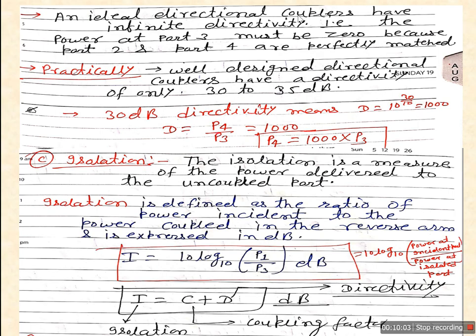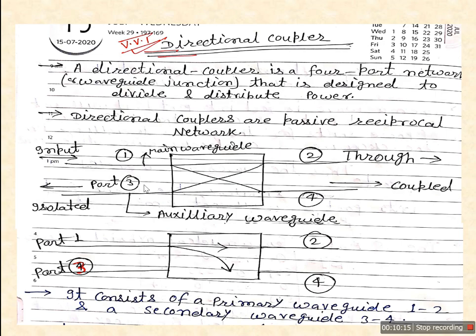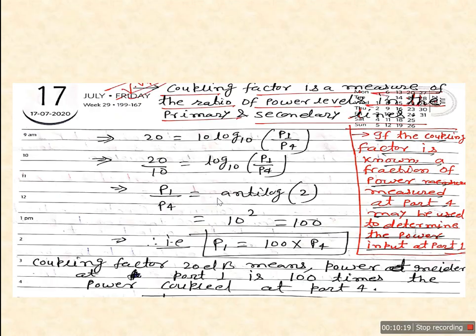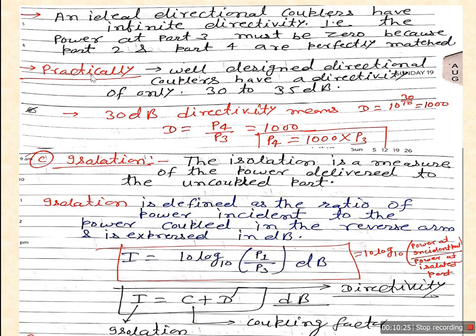An ideal directional coupler has infinite directivity. That means power at port 3 must be 0. Power at isolated port must be 0, because port 2 and port 4 are perfectly matched. Obvious. Port 2 is the through port, and port 4 is the coupled port.